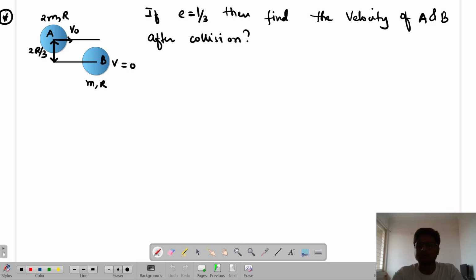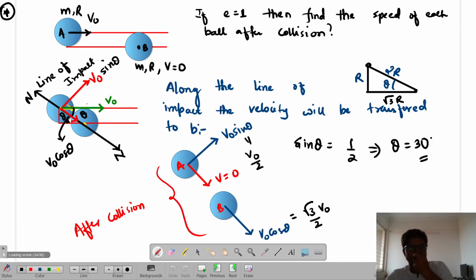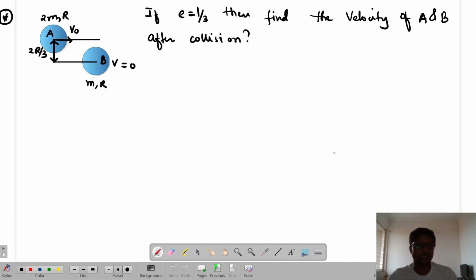Okay, so let us start this once again. We got through this oblique collision and we were trying to understand what actually happens. I gave you this question: if the impact parameter is 2r by 3, then find the velocity of.